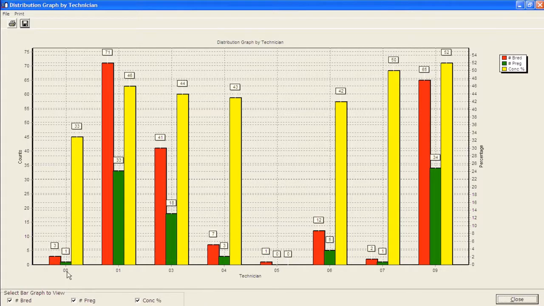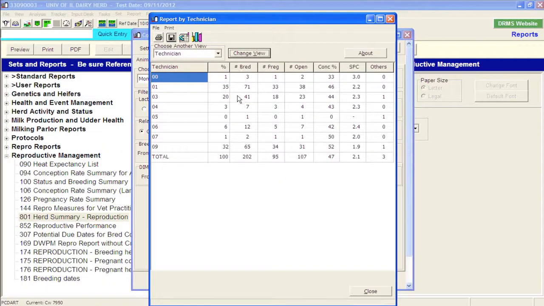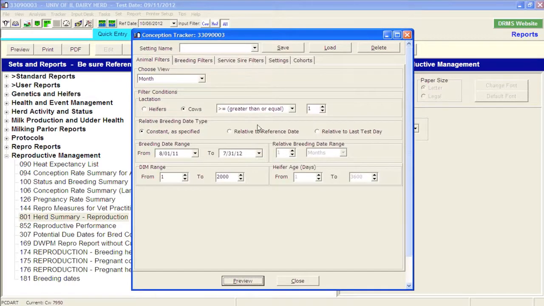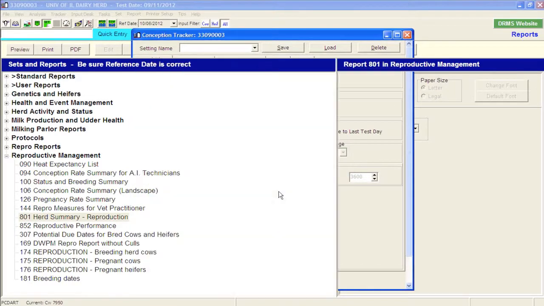So we have technician 0 has only bred 3 animals, so really you might not want to look at that one, but the key breeders are breeder number 1, 3, and 9. And so you can see breeder 9 had 52% conception rate, while breeder 1 had about 46, so pretty good conception rate. So just too many different ways for me to show this from a slice and dice analysis, but this conception tracker is really an excellent way to divide up and look at reproduction on the dairy.